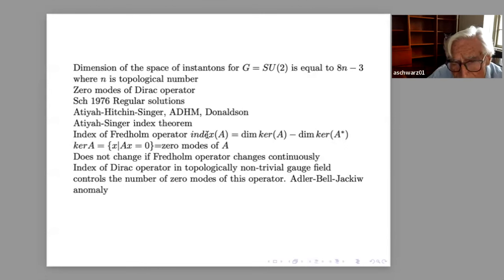However, as I said, this theorem can be applied in many other situations. In particular, I used it to calculate the number of zero modes of the Dirac operator in the field of an instanton. Again, the number of these zero modes is related with what is called the Adler-Bell-Jackiw anomaly. But I cannot talk about this in more detail.